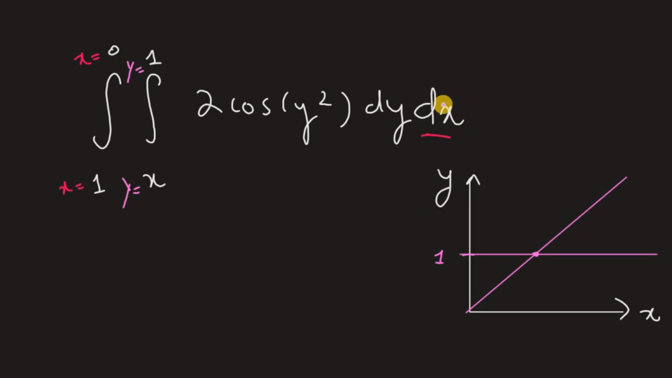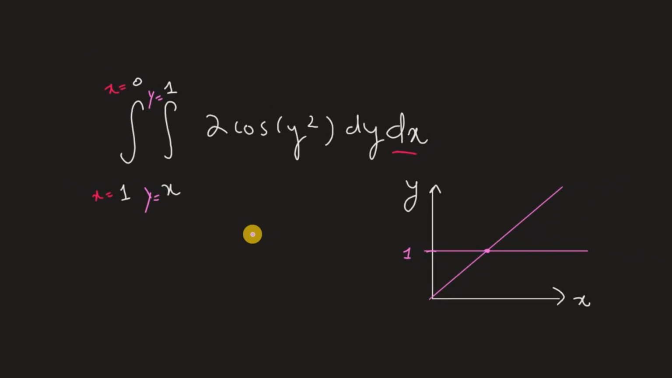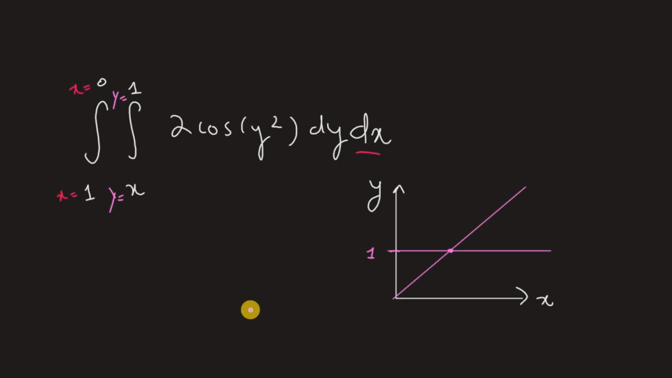Always remember that the limits of the outer integral, for example the dx over here, always have to be constants. These cannot be equations or variables. Like here you have y equals x, but the outer limits always have to be constant at the end. So now we have x equals 1 and x equals 0. The x values go from 0 to 1, which means that our graph belongs in the x region from 0 to 1.